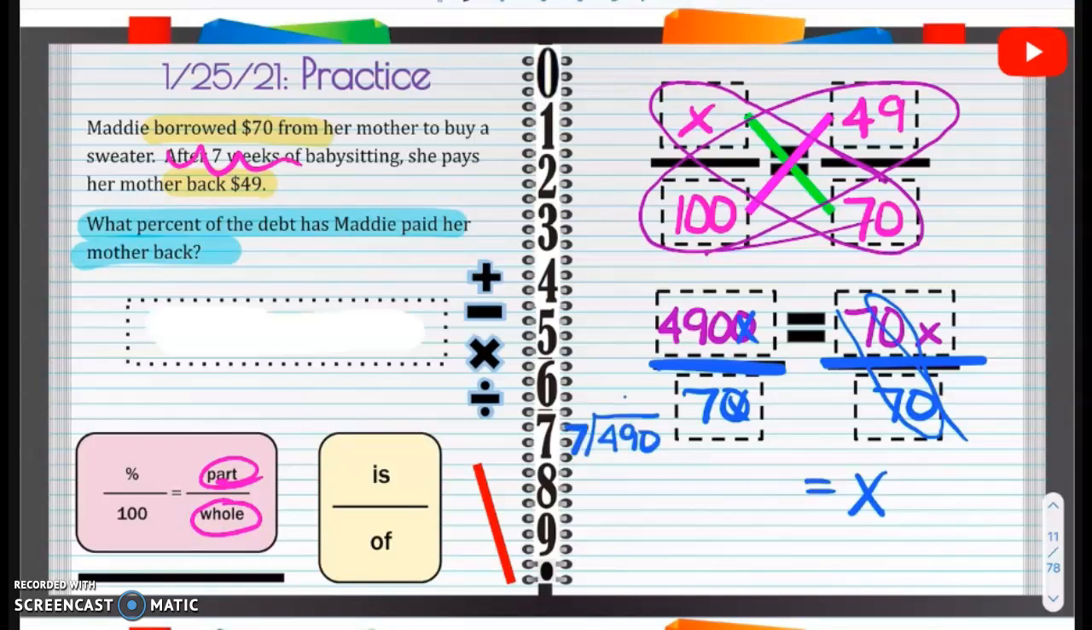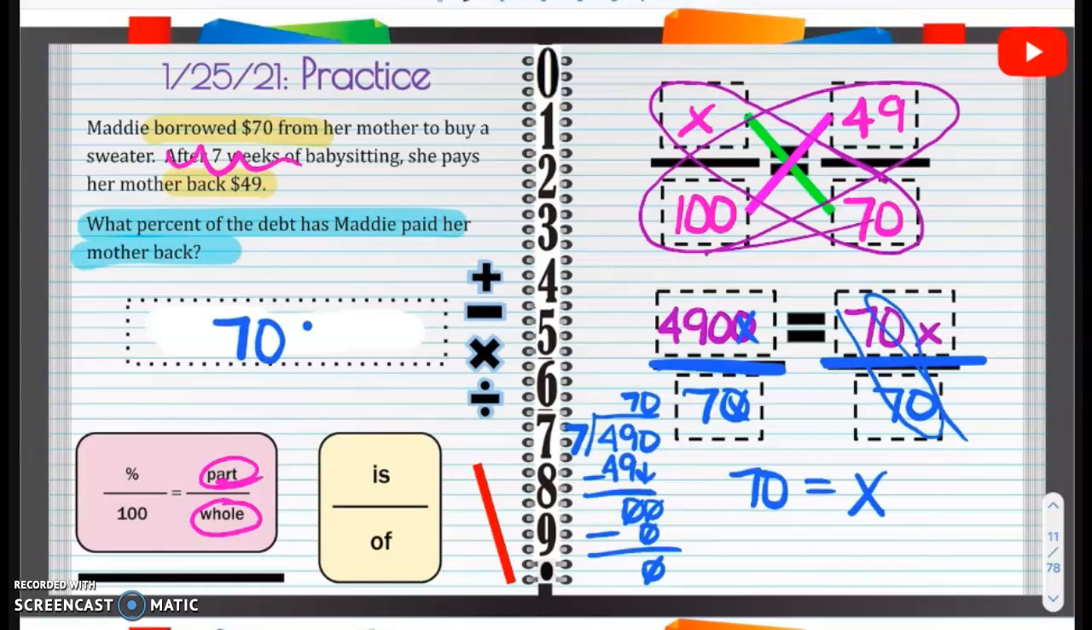7 goes into 49. Ooh, 7 times 7 is 49. All right, so now when we multiply that 7 times 7, you get 49, and you bring down that 0. Bring down that 0. It cannot go into 0, so we have to put that placeholder there. 0, 0. So our answer is going to be 70%.